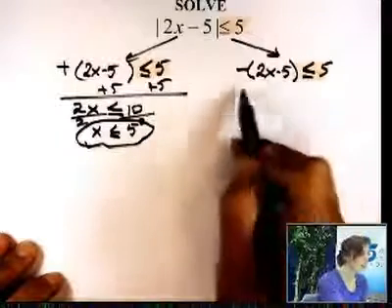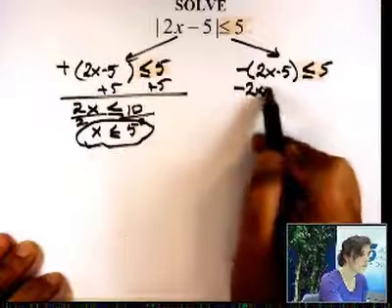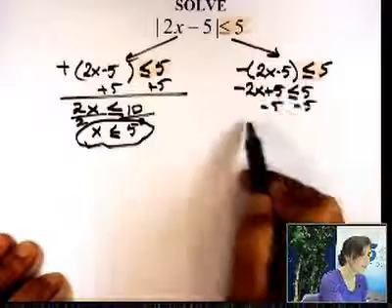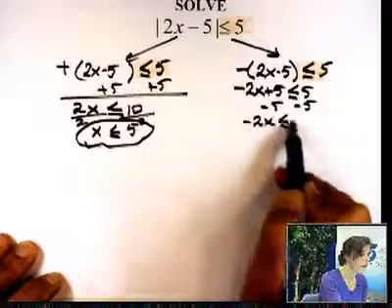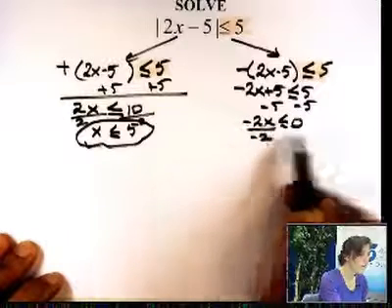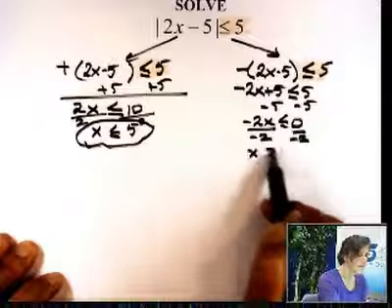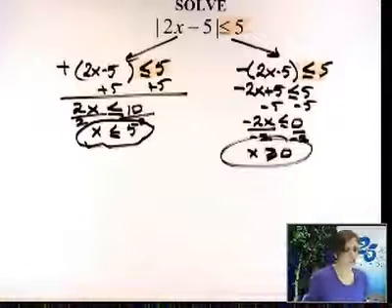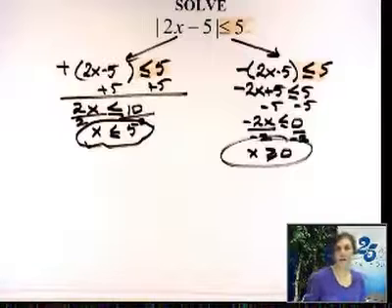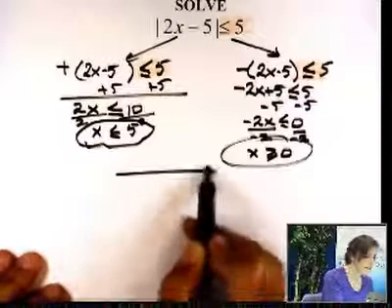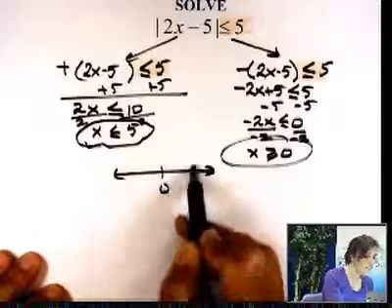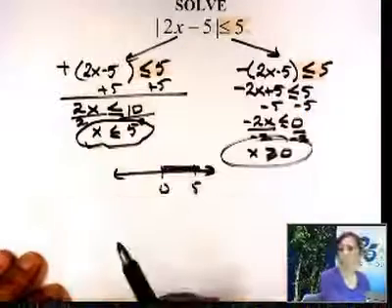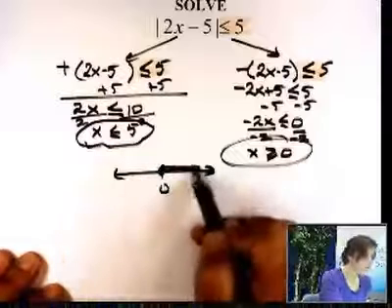Let's do this one. Work the negative in. Subtract 5. Divide by negative 2. Less than or equal to 5, greater than or equal to 0. How are you going to show that? Here's 0, here's 5. It's sandwiched. Since this has an equal, that means it's going to be black dot, black dot.